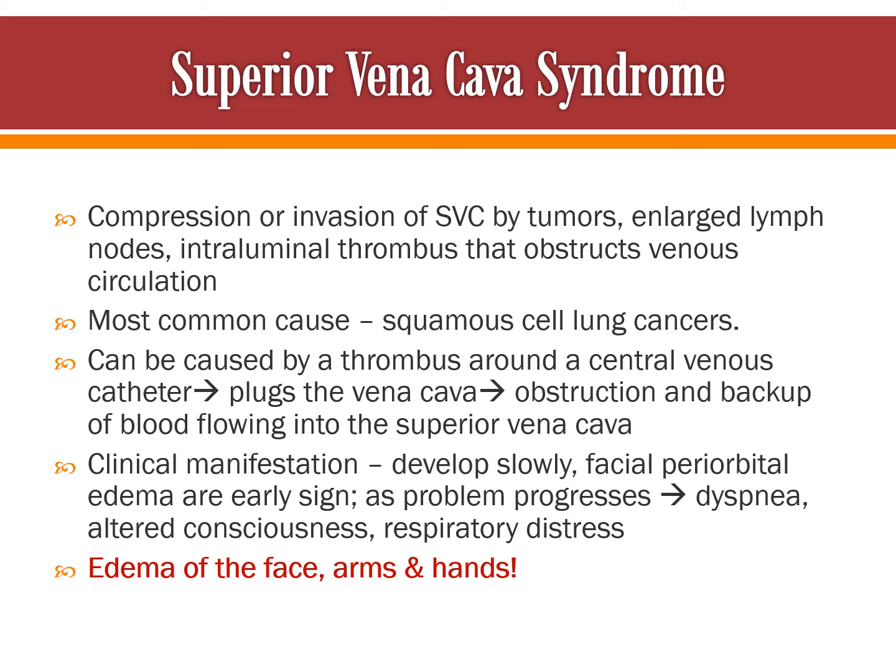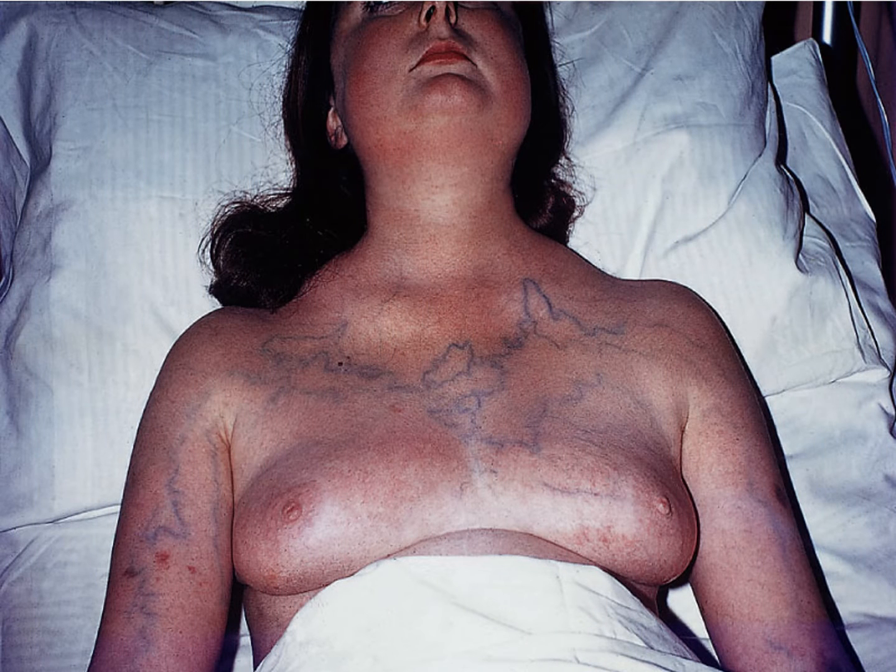So we can get things like facial periorbital edema. Then later on, you're going to be getting things like dyspnea, altered consciousness, and respiratory distress. So edema of the face, arms, and hands. This is a picture of how the patient may present. Right, so everything is pretty engorged.